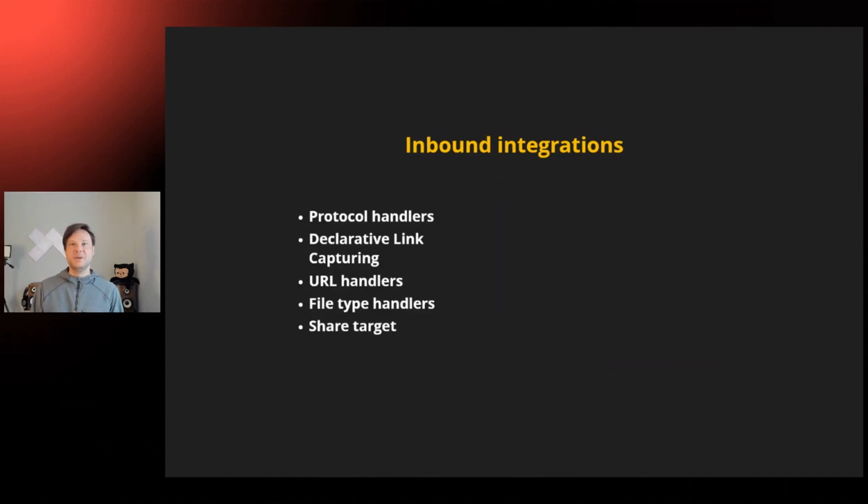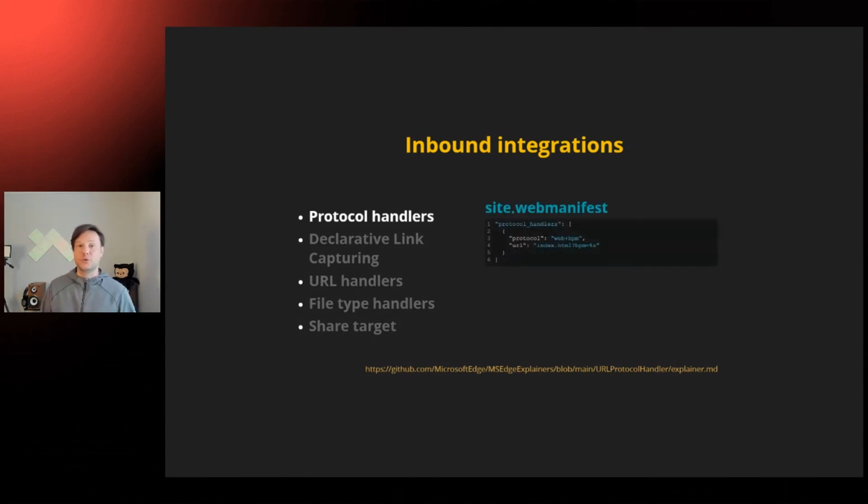Next category, inbound integrations. It's about ways to invoke your progressive web application, your installed web application, in some interesting ways. For example, you can register your own protocol. Just use the protocol handlers property in the web app manifest, and you can register your very own protocol, for example, instead of HTTPS, for your application. It's super useful to provide interoperability between your application and some surrounding applications that can invoke your app by just providing this protocol.